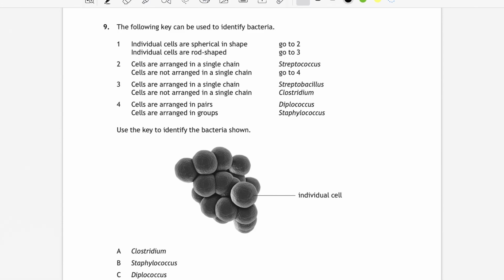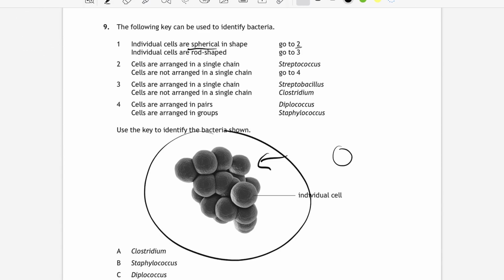Okay, now that you've paused the video and had a little go, let's have a go of it ourselves. The following key can be used to identify bacteria. So we've got this individual cell here. Now, we always read the first question and work through. So, individual cells are spherical in shape, or individual cells are rod-shaped. Well, we can see from this diagram that they are spherical in shape. So we want to go to question number 2 now. Cells are arranged in a single chain, or cells are not arranged in a single chain. Well, obviously, this is not a chain. A chain would be more like this.